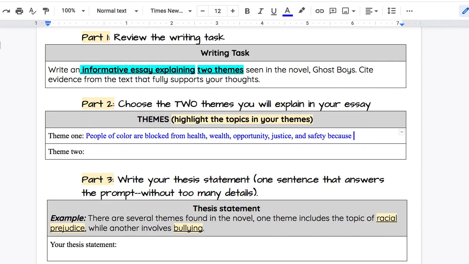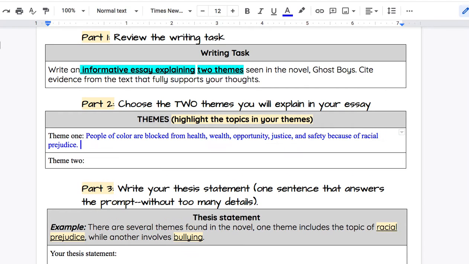Safety because of racial prejudice. All right, so that is the first theme that I'm going to use in my essay because I think that's a theme that I see in the novel, right? And now notice that the directions also say to highlight the topics in my theme. So I know the topic here is racial prejudice, so I'm going to highlight that.